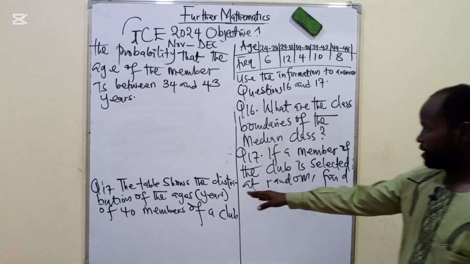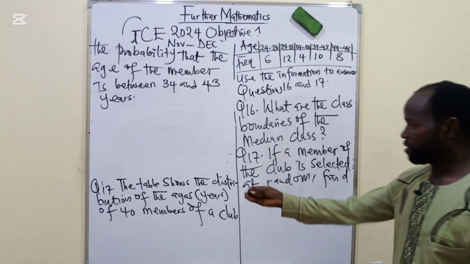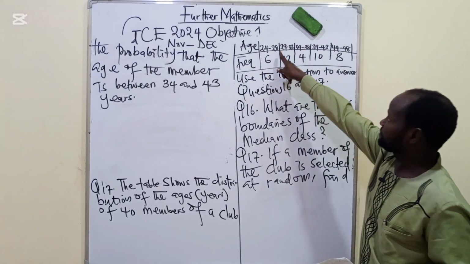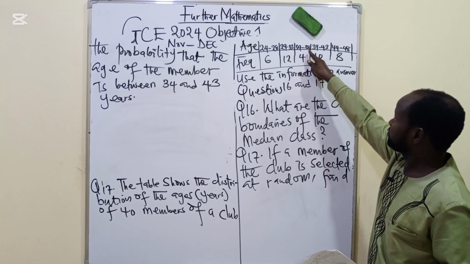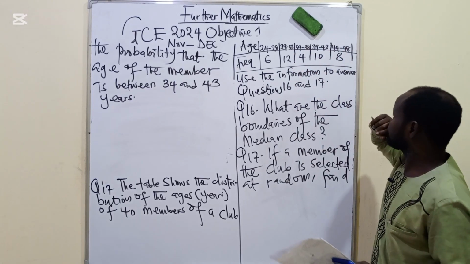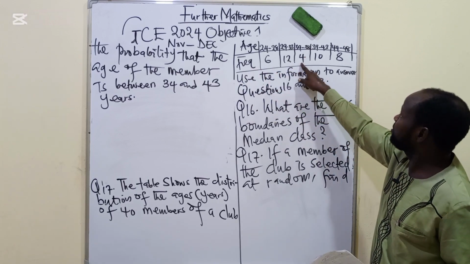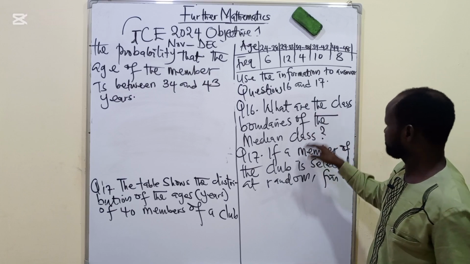The table shows the distribution of ages, in years, of 40 members of a club. This is the table. We have age 24 to 28, 29 to 33, 34 to 38, 39 to 43, 44 to 48. We have the frequency here: 6, 12, 4, 10, and 8. First question, what are the class boundaries of the median class?